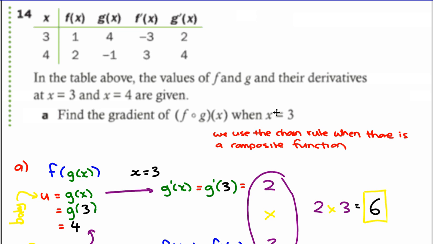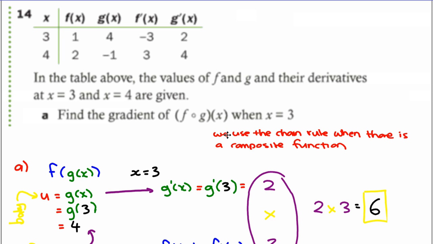If we knew what the two functions were, we could find the composite function, find its derivative, and then sub in x is 3. That would be great. But they didn't give us any functions, just like before. They just gave us the numbers that would be the result when you sub them into the functions. So that's a bit harder.